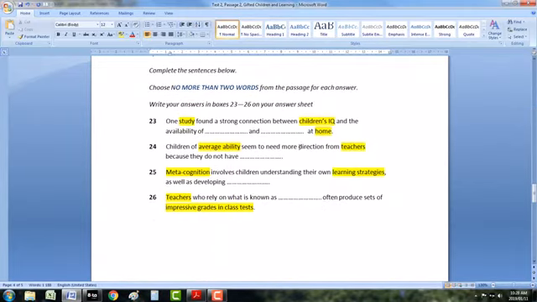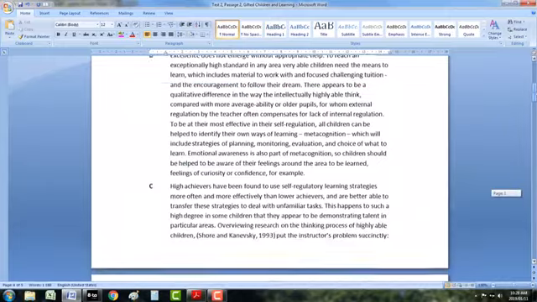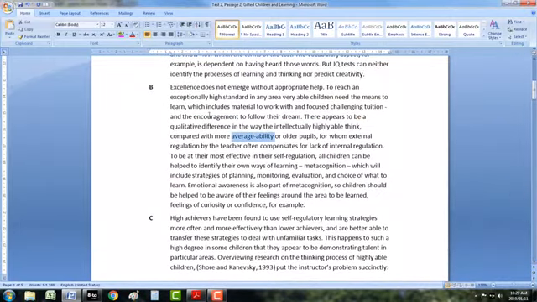Children of average ability, direction from teachers, because they do not have. Now this is very important. When you see a negative, really focus on the negative, because the negatives are quite uncommon. So you're going to have to find some kind of a negative in the text. Anyway, we're looking for average ability and teachers. And after some scanning, I saw it over there. Where's teachers? And teacher is there. So that's good enough for me.